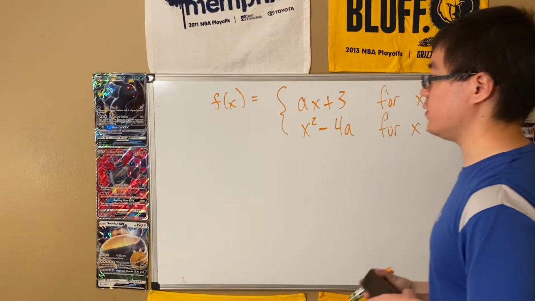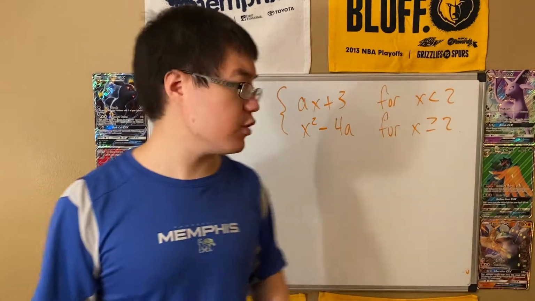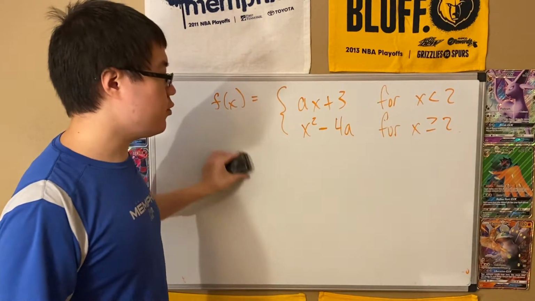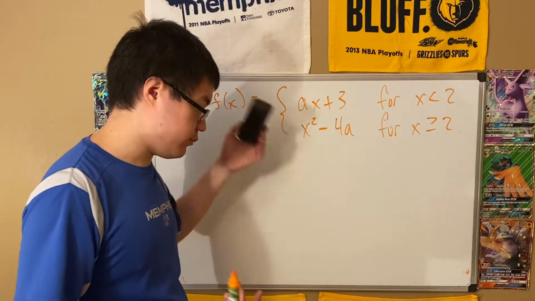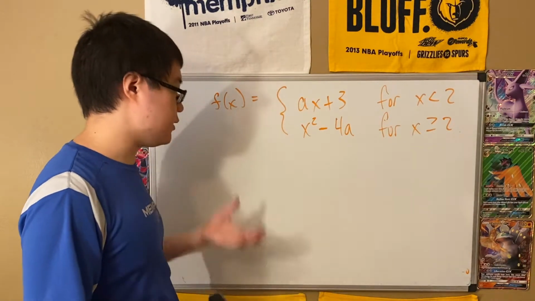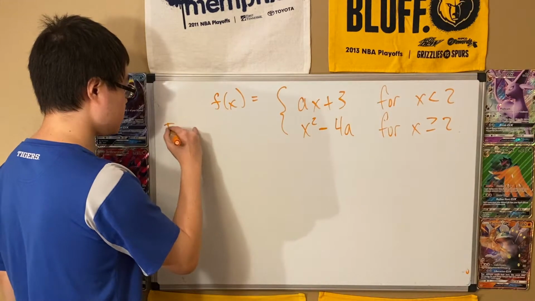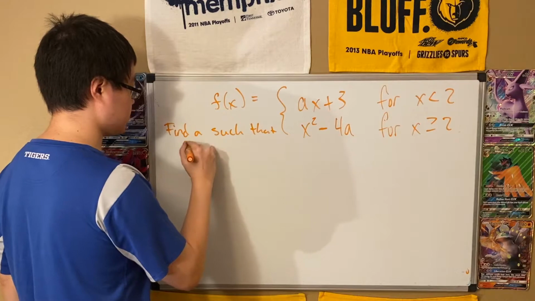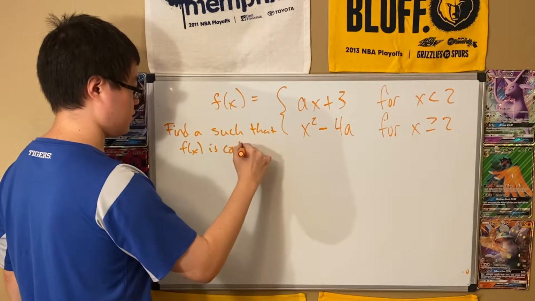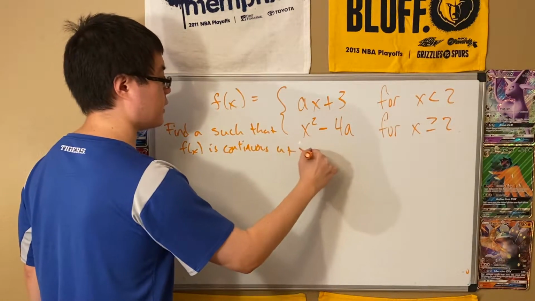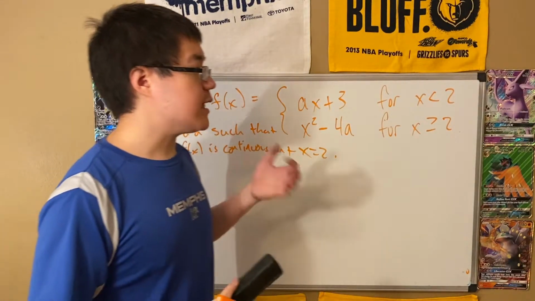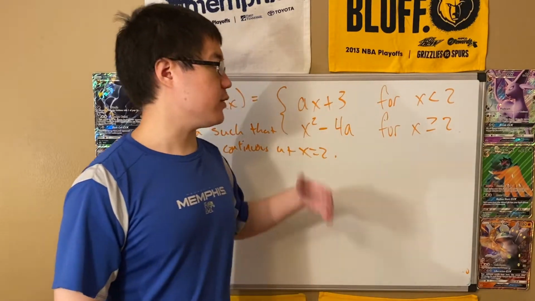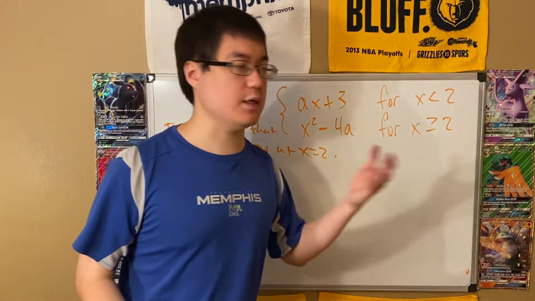So these are the questions that really involve not much work. Basically what we're going to do is plug in 2 and then set them equal to each other. But I do want to talk about the precise way to write this. We're going to try to find the a such that f of x is continuous at x equals 2. So it's going to be the same thing, but when we do the left limit and the right limit, unlike our previous example, it's going to be in terms of a, and we're going to make them equal to each other.